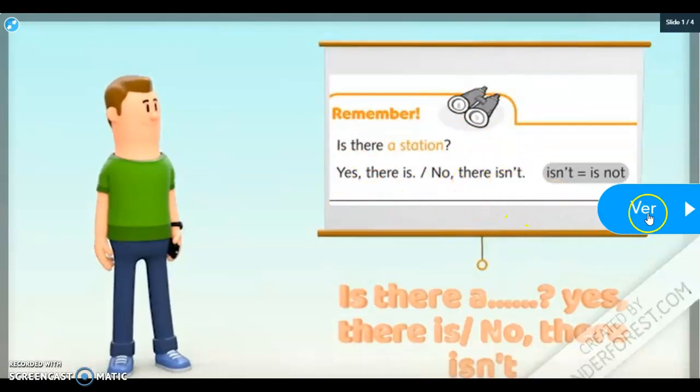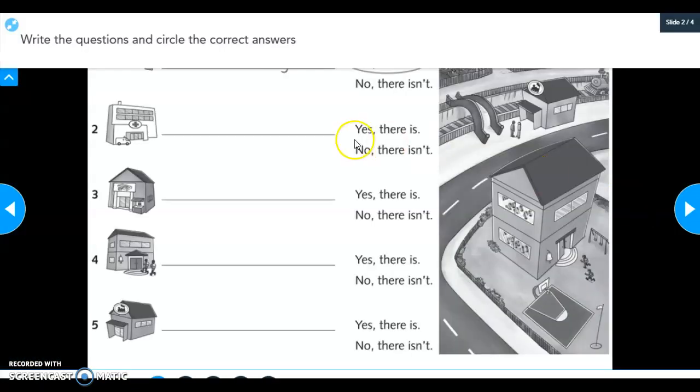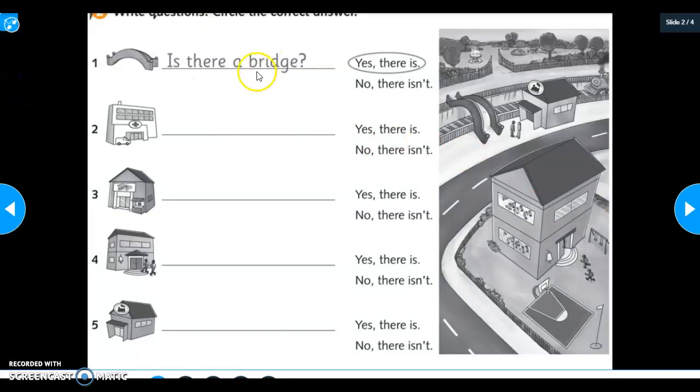Good. Well, here we have the activities for today. So here we're going to write the questions and circle the correct answer. So here we have an example. Number 1. Is there a bridge? ¿Hay un puente aquí? Is there a bridge? And we circle yes, there is, right? Number 2.